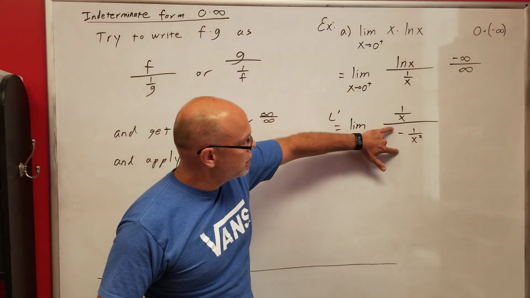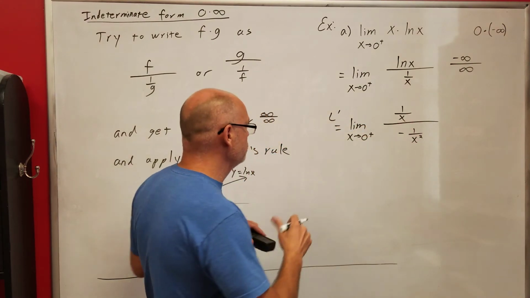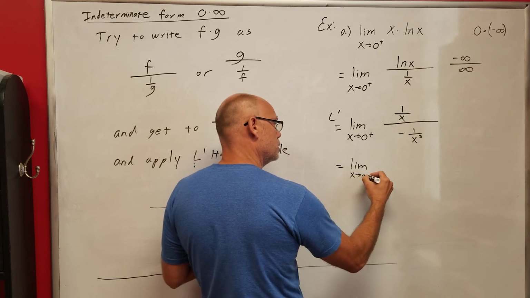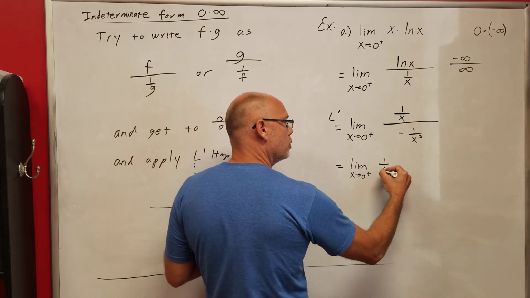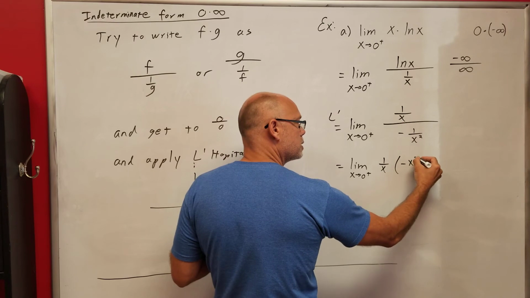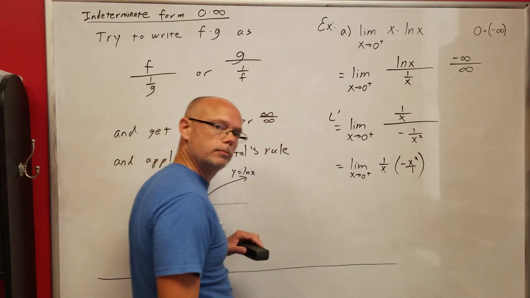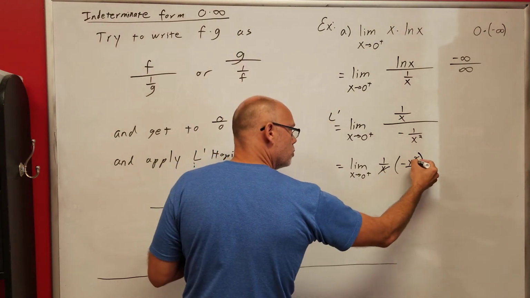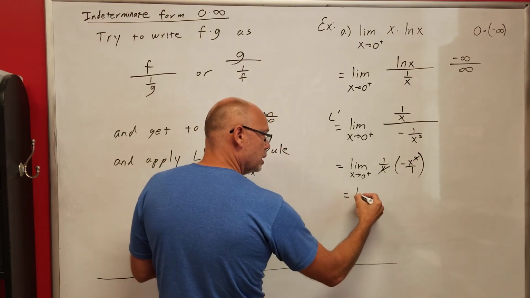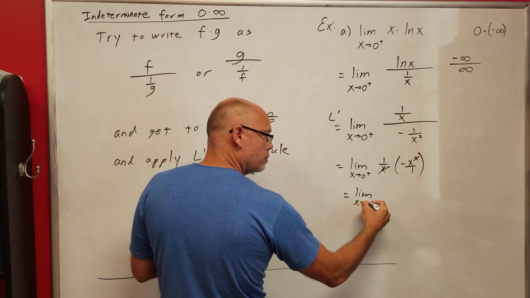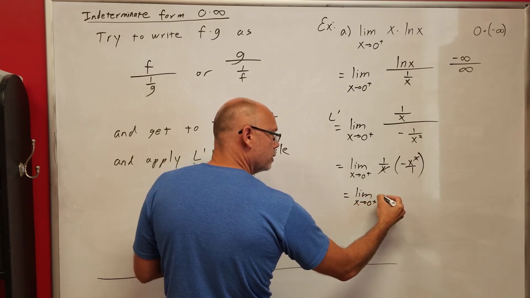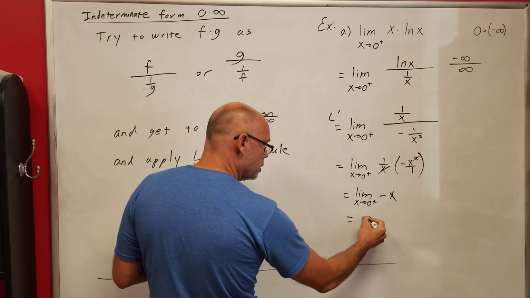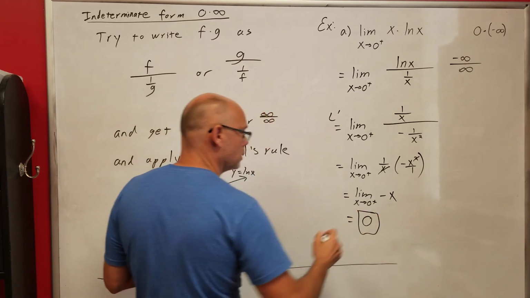All right, now let's clean this up. Let's multiply by the reciprocal here. So that's going to give us the limit as x approaches 0 from the right of 1 over x times negative x squared over 1. Well, this divides out with one of these. And what am I left with? The limit as x approaches 0 from the right of negative x. What happens if I evaluate that as 0 and get what? 0.